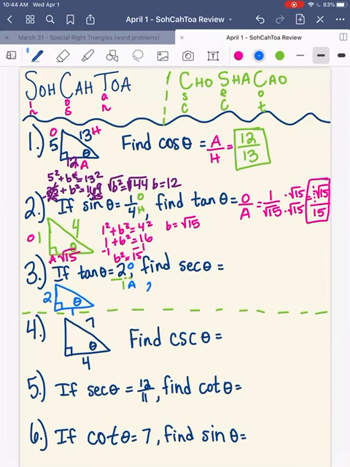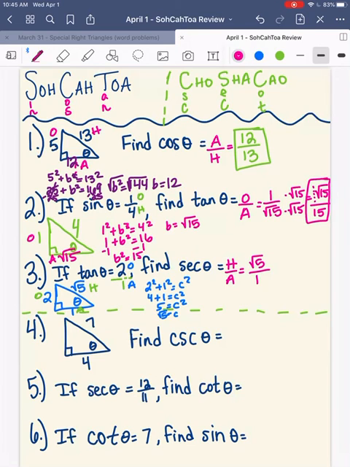This time we do not know the hypotenuse, so it's going to be 2 squared plus 1 squared equals c squared. So 4 plus 1 equals c squared. So 5 equals c squared, and c equals the square root of 5. Okay? So this is our O, our A, and our H. And it wants us to find secant. So what is secant? Well, secant is the reciprocal of cosine. So it's the H over A. Okay, so our hypotenuse is root 5 and our adjacent is 1.